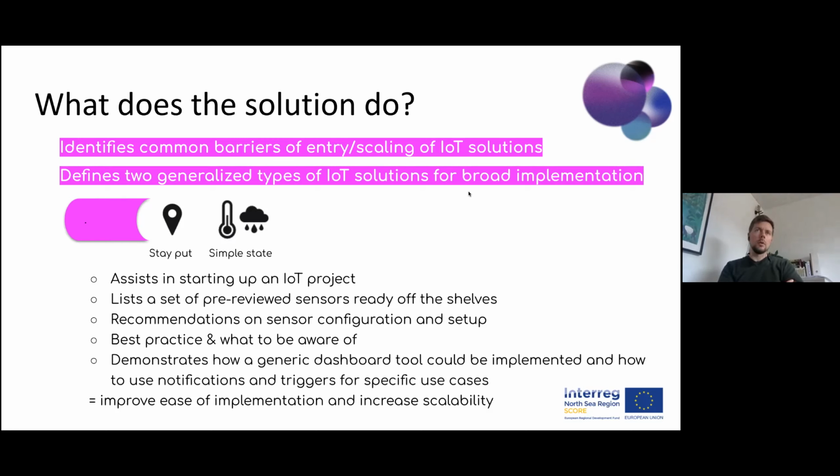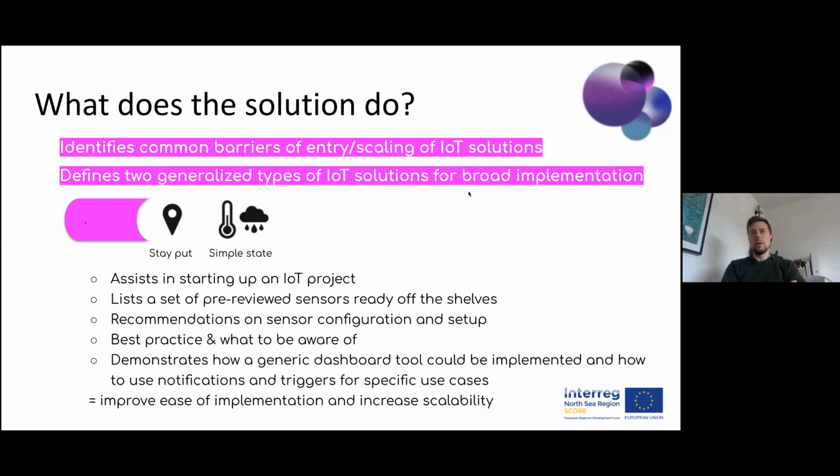The other general type is called Simple State, and the idea is to be able to measure simple states such as temperature or humidity in a lot of different use cases. And the projects combined should assist us in starting up IoT projects more easily.